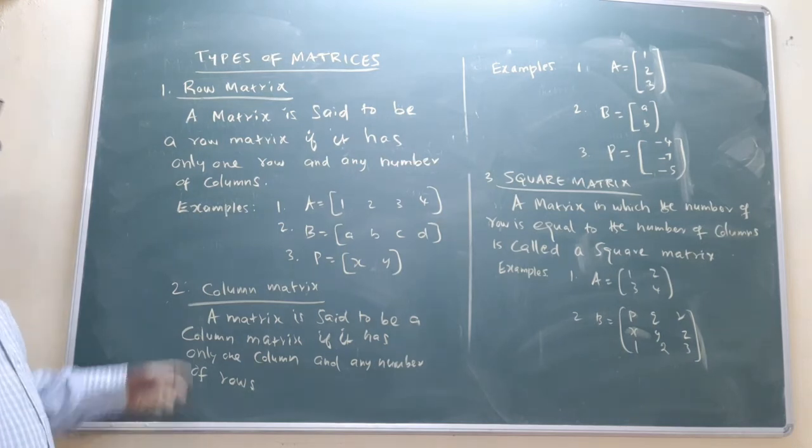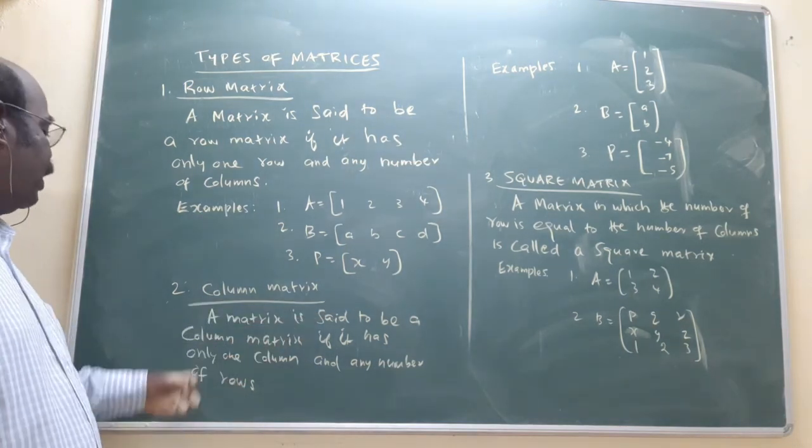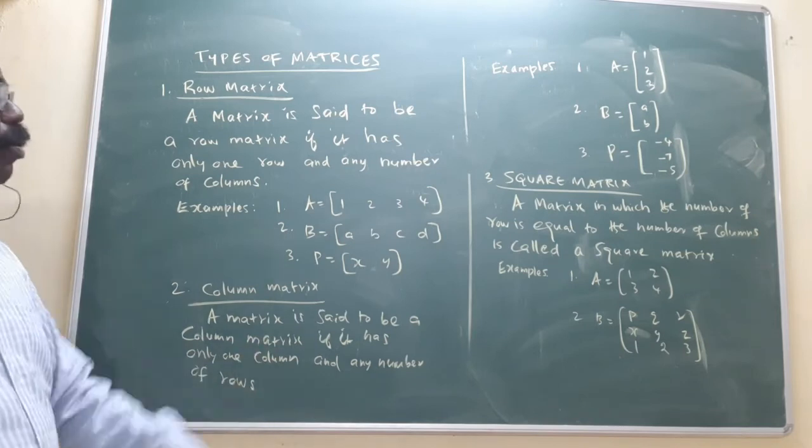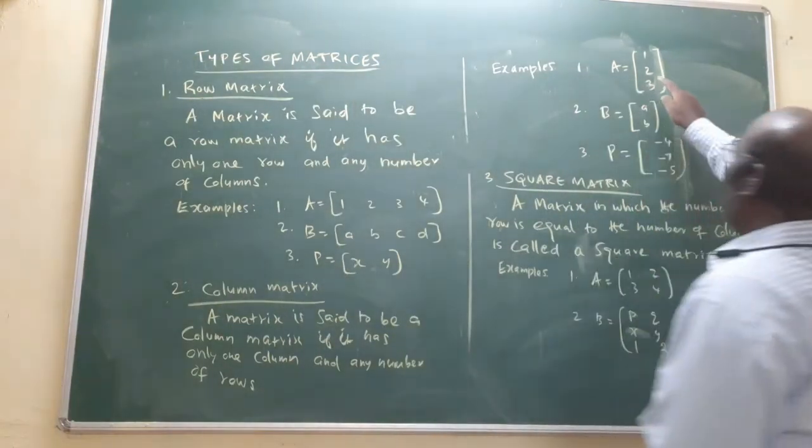Similarly, a column matrix means a matrix is said to be a column matrix if it has only 1 column and any number of rows. A equal to this, what is this?